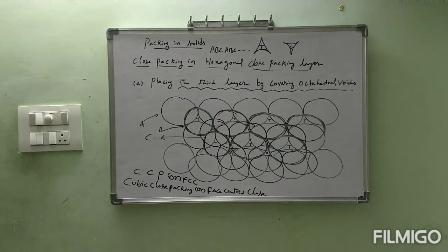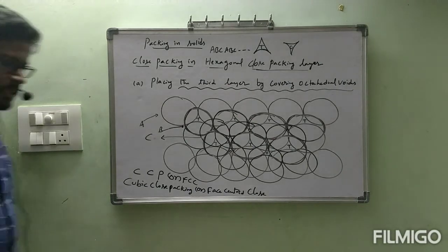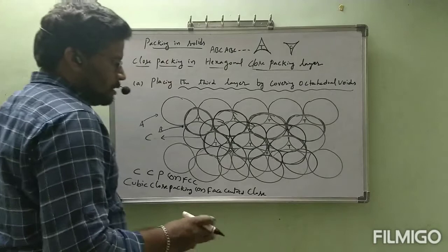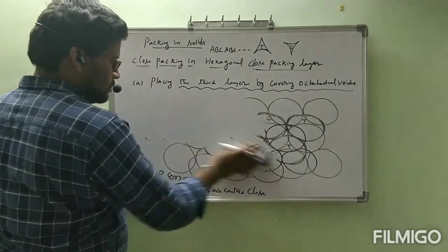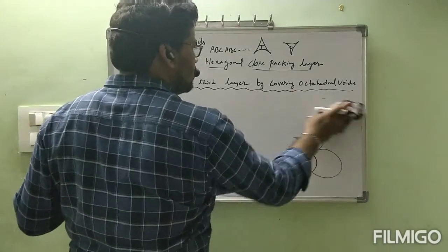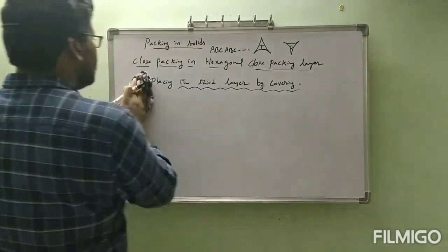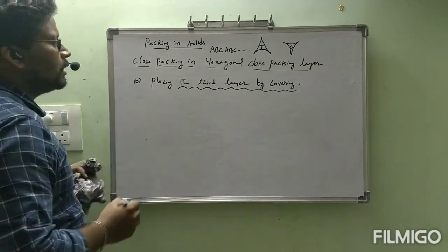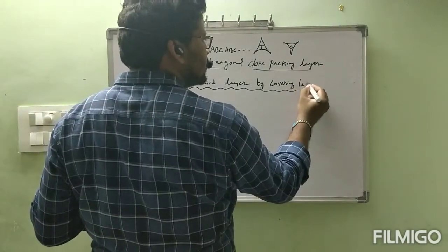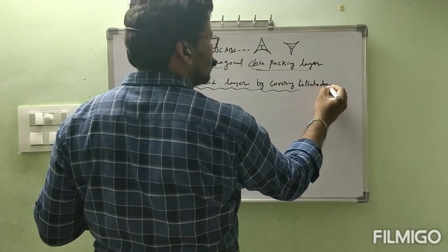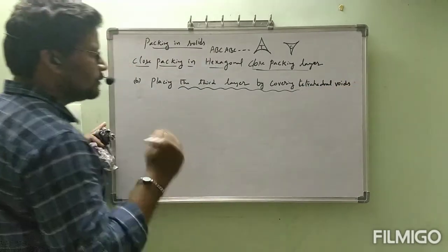Shall I continue with the next arrangement? Placing the third layer by covering tetrahedral voids. I have to rub this out because the third layer is there, and if it is kept, I cannot explain it. So I am going to rub this out and draw the second layer once again. Okay, see. Next heading B: placing the third layer by covering tetrahedral voids. First layer A.